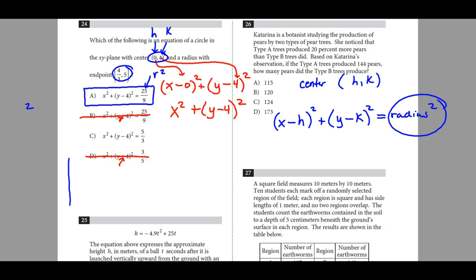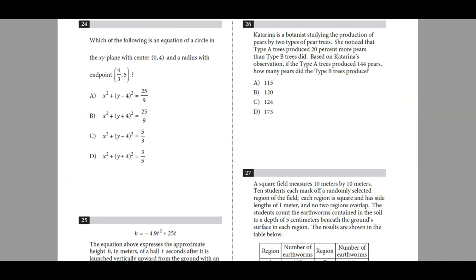Now, if you would have accidentally taken the square root of that 25 over 9, and you took the square root of both of those, you would get 5/3, which would be this answer. So that's a great wrong answer. However, that represents r and not r squared. And that's just not how the formula is built. So that was a pretty tough one.